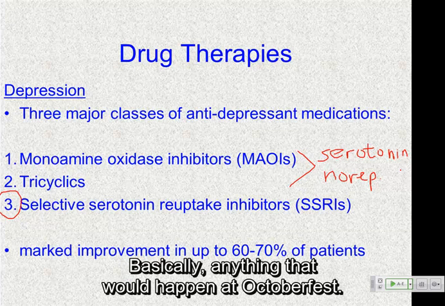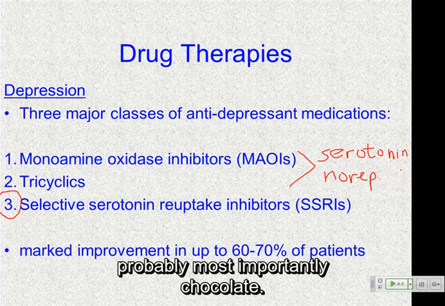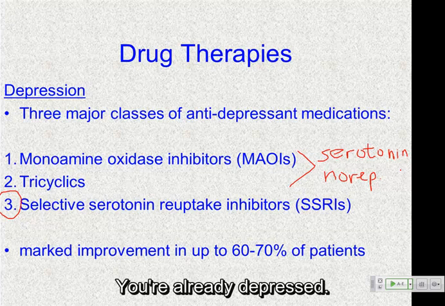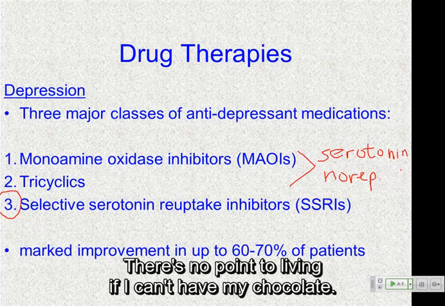It's basically anything that would happen at Oktoberfest. Red wine, pickled products, sausage products, cheese, and probably most importantly, chocolate. Like, there's a medication where now you can't eat chocolate. I mean, you're already depressed, and now you've been told you cannot eat chocolate either. It's like, kill me now, right? There's no point to living if I can't have my chocolate.